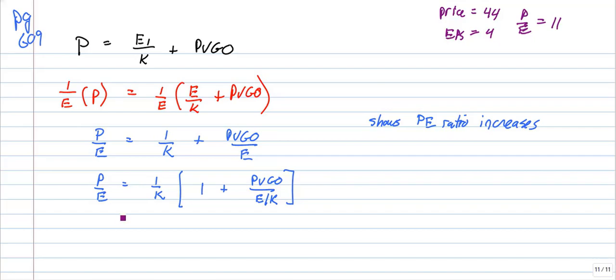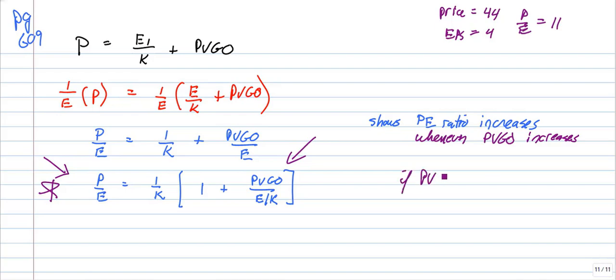So on the left-hand side, we've got the P over E of this formula. We're seeing that the PE ratio equals this amount on the right-hand side. And what this is showing us is that the PE ratio increases whenever the present value of growth opportunities increases. That's one way we could interpret that, right? Here's the present value of growth opportunities. As that increases, the PE ratio tends to increase. Another thing it shows us is that if the present value of growth opportunities is equal to 0, then the PE ratio is very easy to calculate. It's simply 1 over your required rate of return.